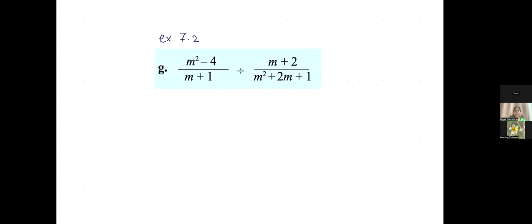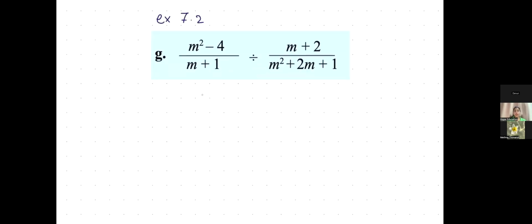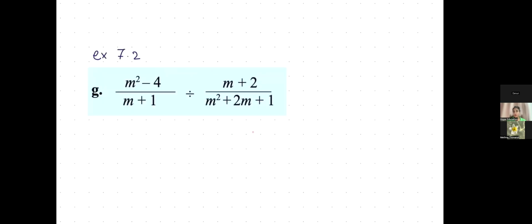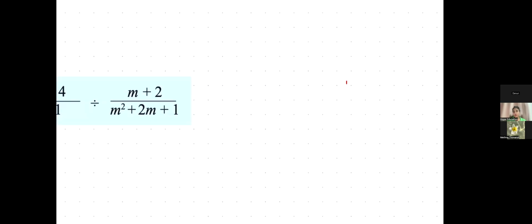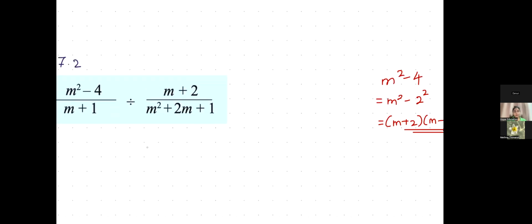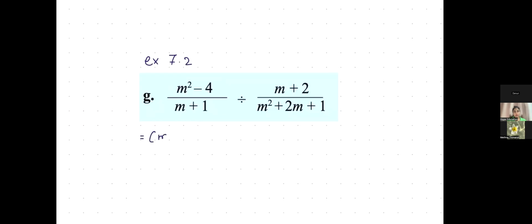Okay, so here we have m squared minus 4. M squared minus 4 is a difference of 2 squares. You know m squared minus 4 is m squared minus 2 squared. We can write it as m plus 2, m minus 2. Right? m plus 2 and m minus 2. In the denominator, we have m plus 1.